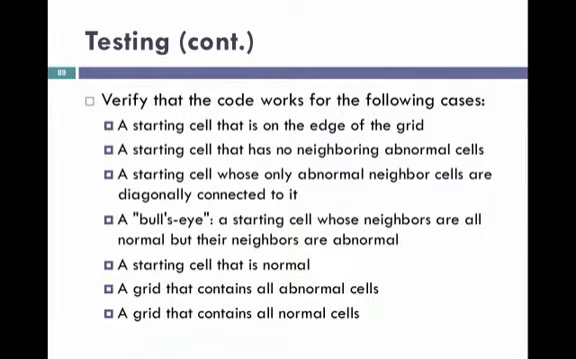Now in testing we can verify that the code works for the following cases. The starting cell is on the edge of the grid, no neighboring abnormal cells, a cell whose only abnormal neighbor cells are diagonally connected. A bullseye is a starting cell whose neighbors are all normal, but their neighbors are abnormal. A starting cell that's normal, a grid that contains all abnormal cells, all normal cells. And that brings us to the end of this slidecast.